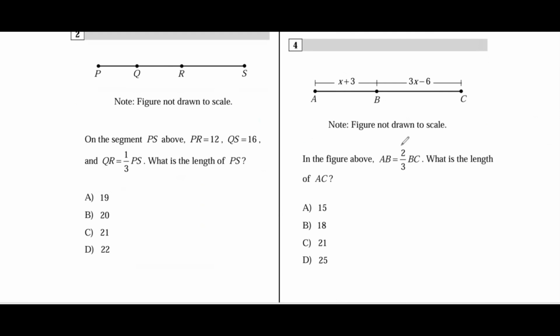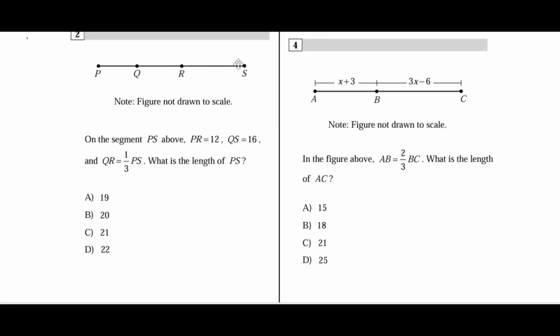And here you have been given a condition. What's the condition? The condition is that the length of AB is equal to 2 by 3 times the length of BC. Okay, so apply that condition and find the answer. 25. Yes, option B. Yes, 25 is the right answer.